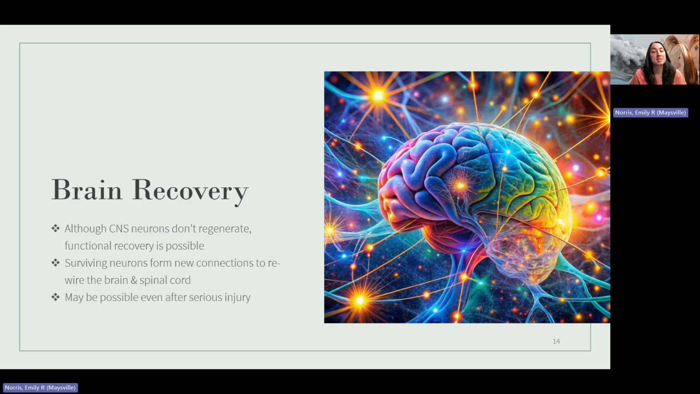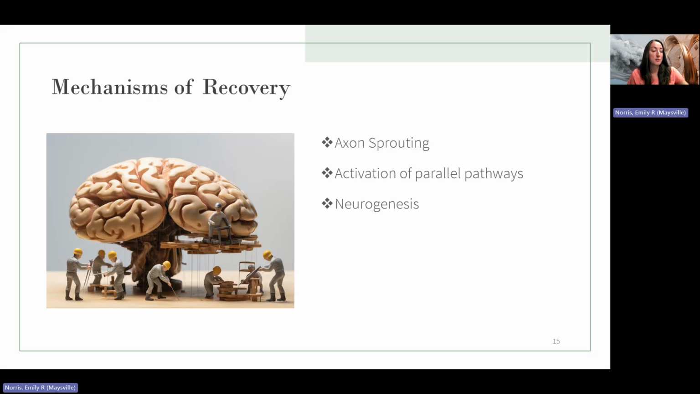Even after serious brain injuries, it is possible for a functional recovery. What level of function? It depends. So several ways that the brain recovers. There are 3 ways in general: axon sprouting, activation of parallel pathways, and neurogenesis.